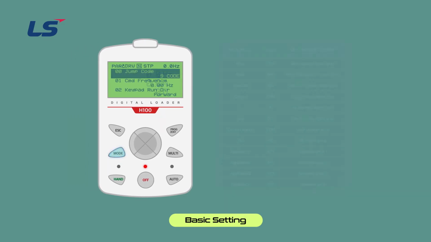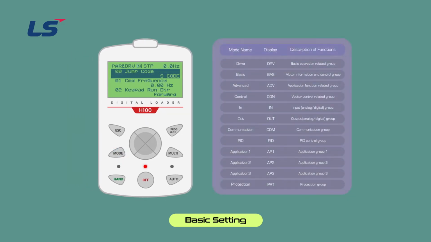In parameter mode, press the left and right direction keys to move the group. Go to the group you want to use in parameter mode. Press the right turn key to move to BAS group, ADV group, CON group, IN group, OUT group, COM group, PID group, AP1 group, AP2 group, AP3 group, and PRT group.